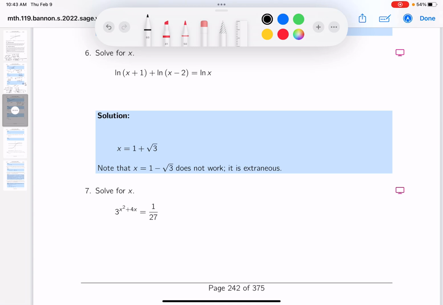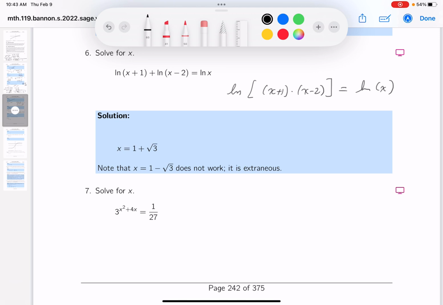All right, let's write it down. And I see some things. And what do I see? Well, I'm going to use rules of logs. I see ln. It's going to be a sum, so that's going to be a product of their arguments: x plus 1 times x minus 2. And that equals the log of x.